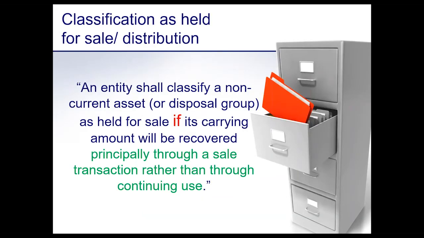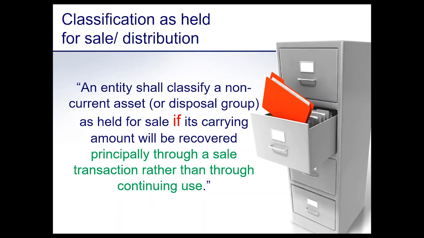With regard to the classification of a non-current asset as held for sale or held for distribution, IFRS 5 categorically states that an entity shall classify a non-current asset or a disposal group as held for sale if its carrying amount will be recovered principally through a sale transaction rather than through use. So I've taken the decision at this point that I would like to dispose of an asset that I've got and to realize some cash out of that particular transaction.